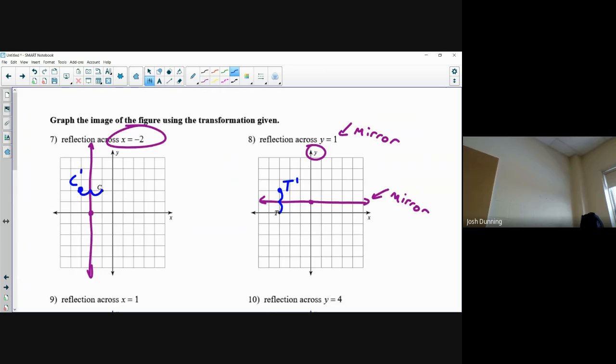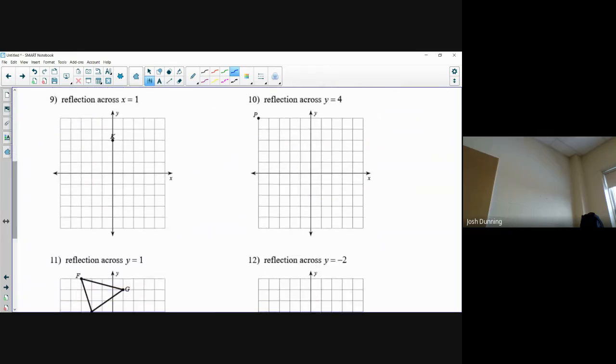So number 9 here, x equals 1. There's where x is 1 on the x-axis, so we cut through that with a vertical. Ooh, that was terrible. Let me retry that there. There we go. So that's the vertical line, x equals 1. That's my mirror. 1 to the mirror, go another one past it.